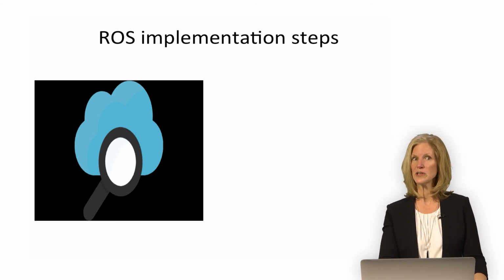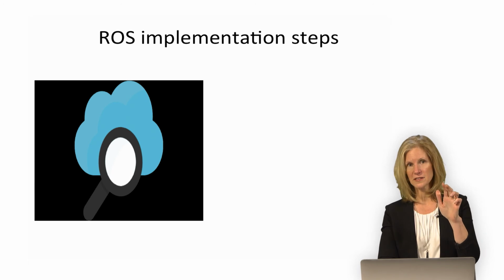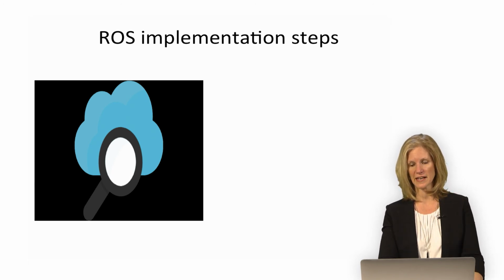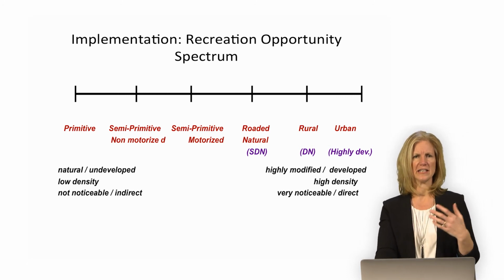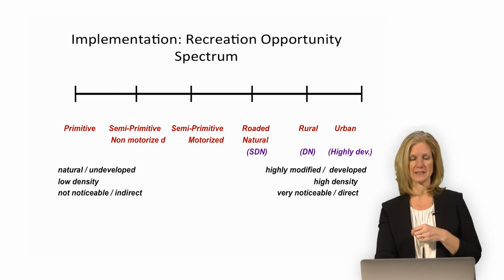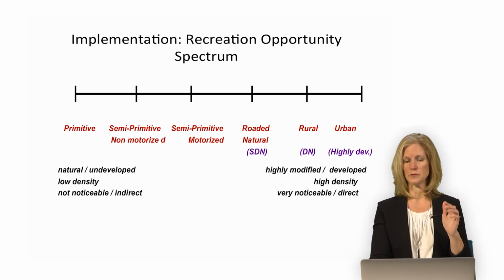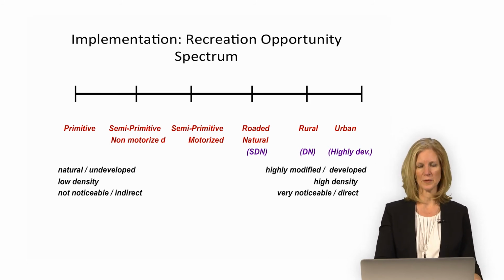Again, the inventory describes what is, and then you can think of what can be, what the potential is based on the physical, social, and managerial settings. Based on that information, you'll classify the area into an ROS class. So this diagram includes the original and the modified ROS classes. The originals are in regular and red font, while the modified classes are in parentheses and the purple font.